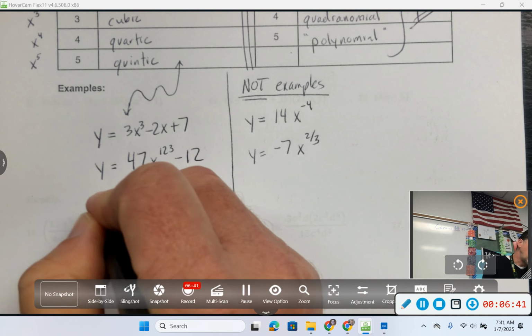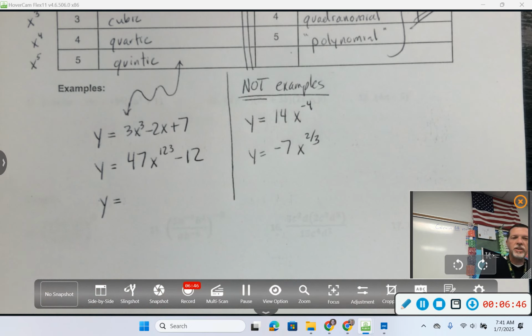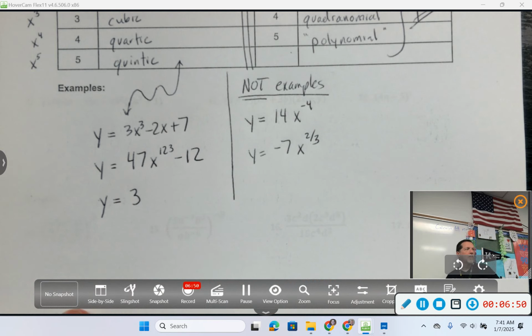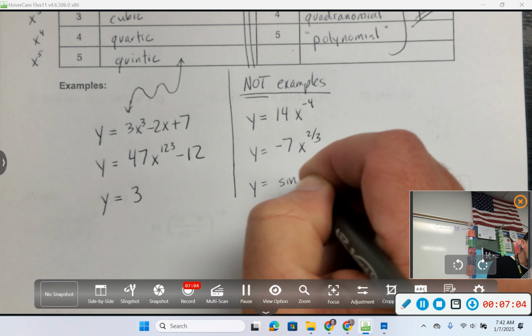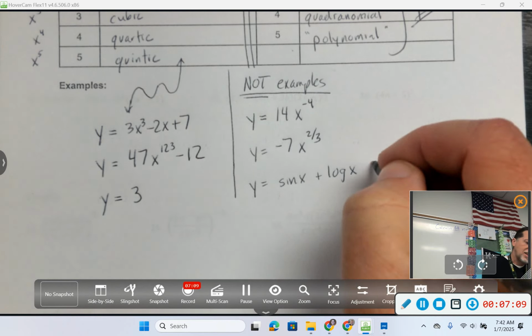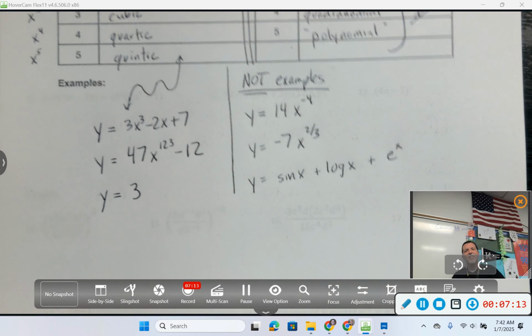I don't know if it's on this test, but in years past, there's been an example that really gets people. y equals 3. That's a polynomial. It's a pretty simple polynomial, right? Because it's a constant, it's a monomial, there's not much there, but you still classify that as a polynomial. I guess one more in the not column would be anything with sines in it. Sine of x plus log of x plus e to the x. Any of those kind of things, definitely not polynomials.